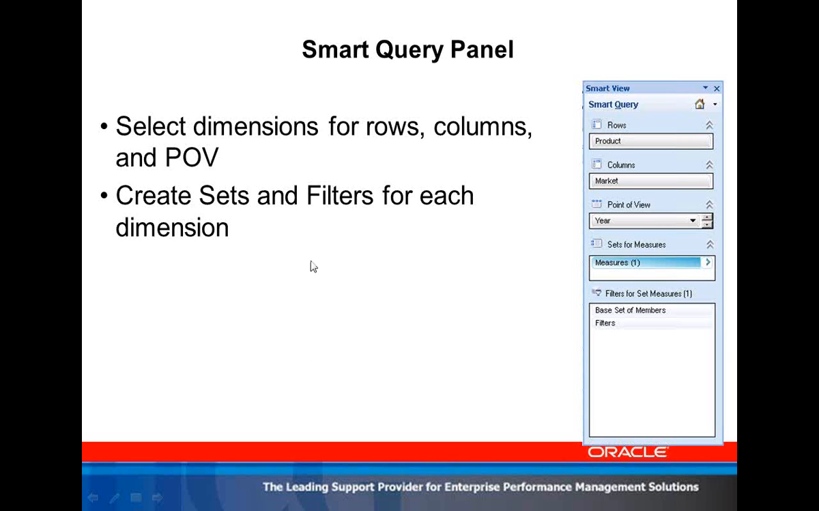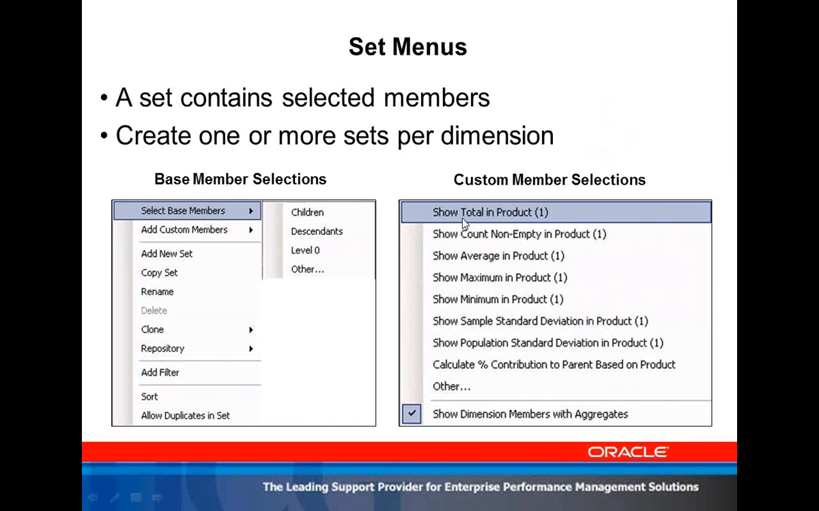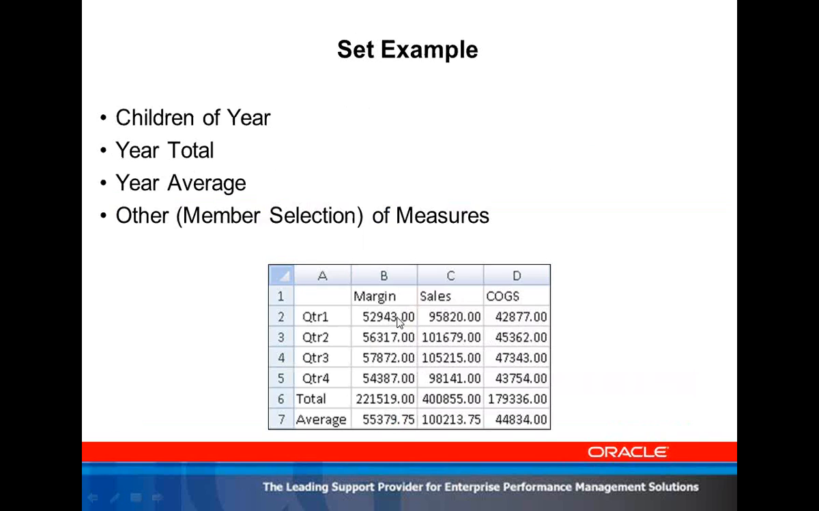So I just wanted you to see a little something about Smart Queries rather than me just talking about it. There's our Smart Query pane within the Smart View panel. Yes, you can create base member selections, children, descendants, level 0, and member selection. And yes, you can create custom member selections like total, count, average, and so forth.